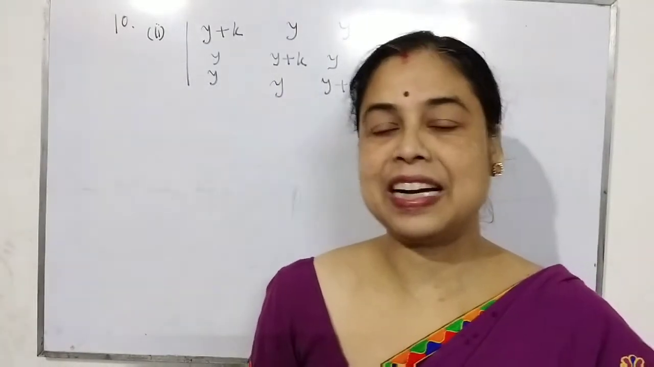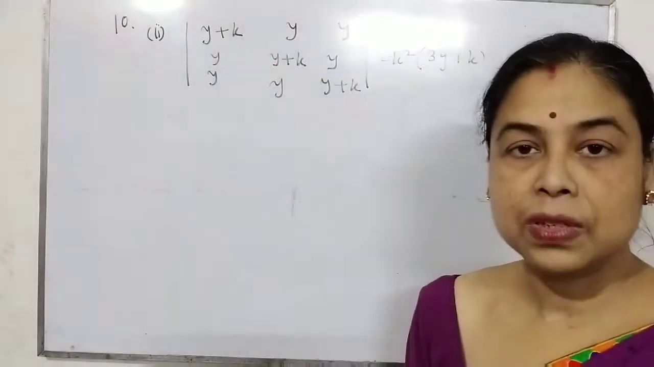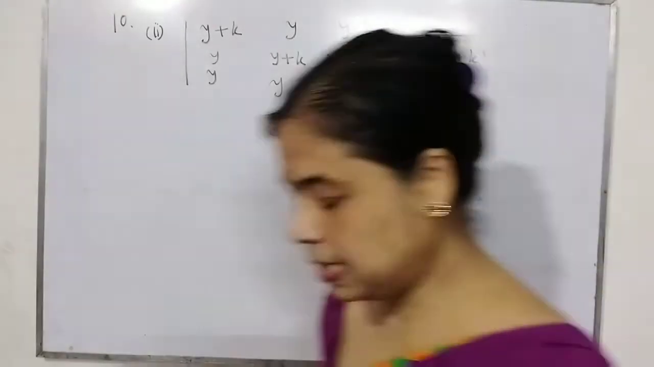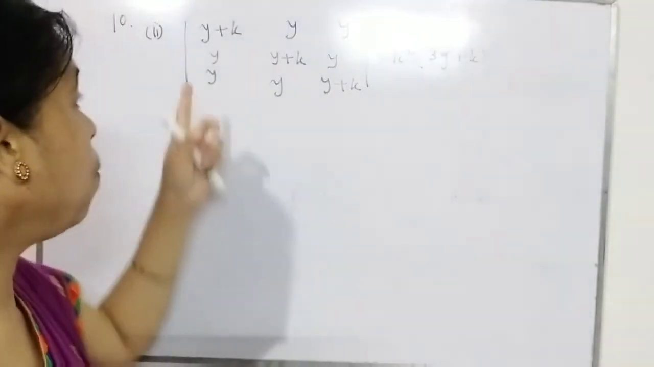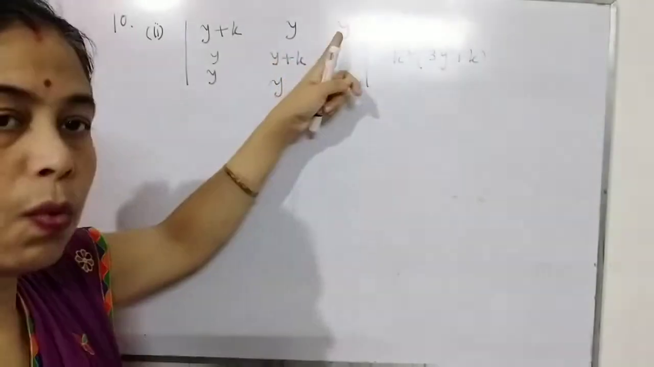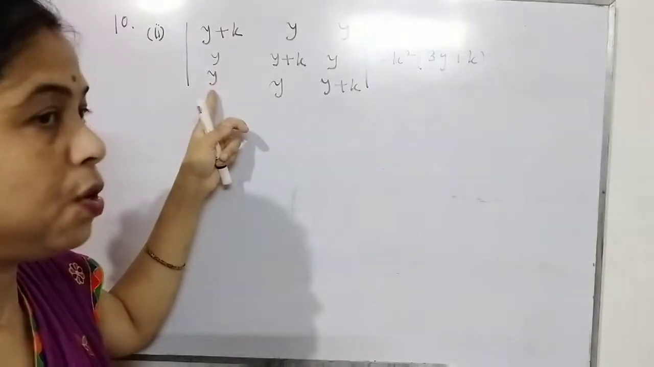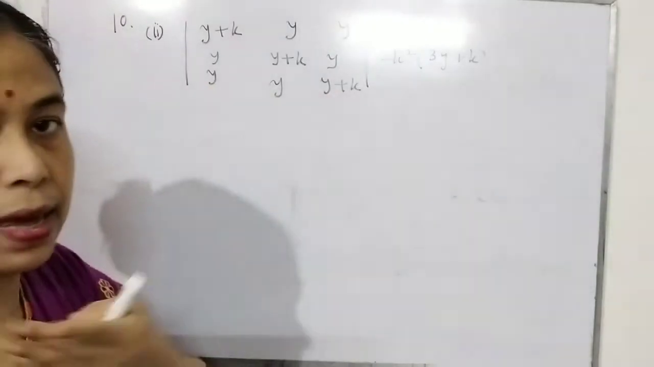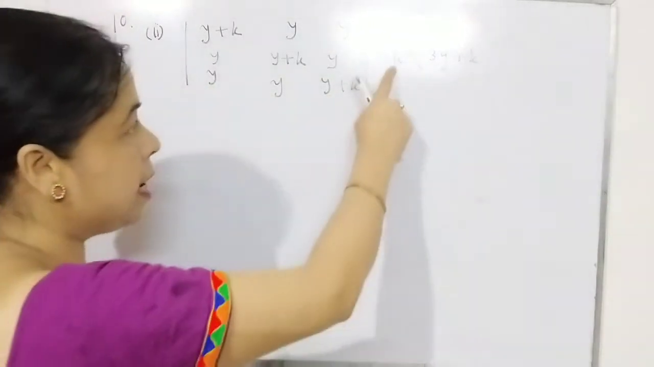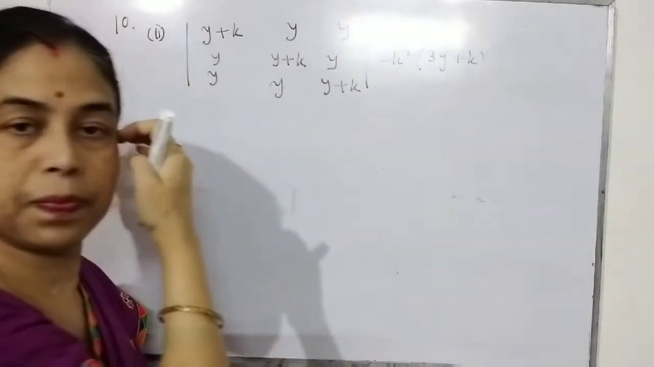Hello student, let us start now question number 10. Okay, your question is: the first row y plus k, y, y; the second row y, y plus k, y; and the third row y, y, y plus k. And your answer you have to get is k square into 3y plus k.